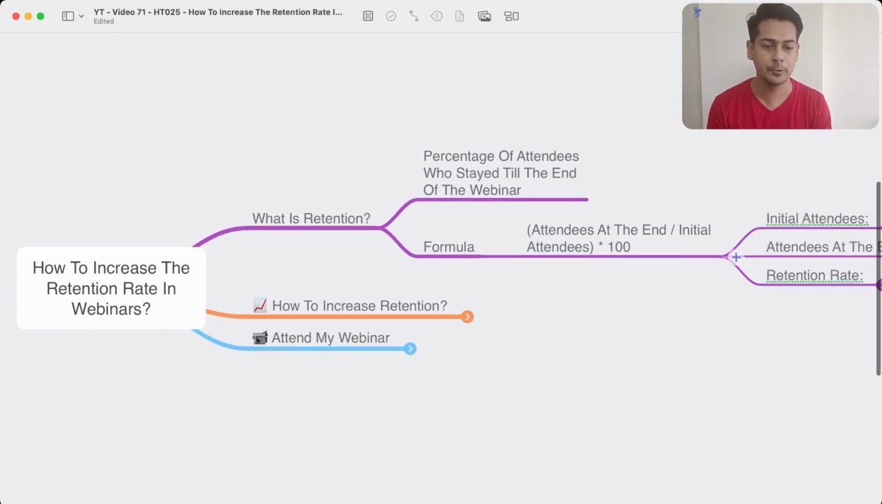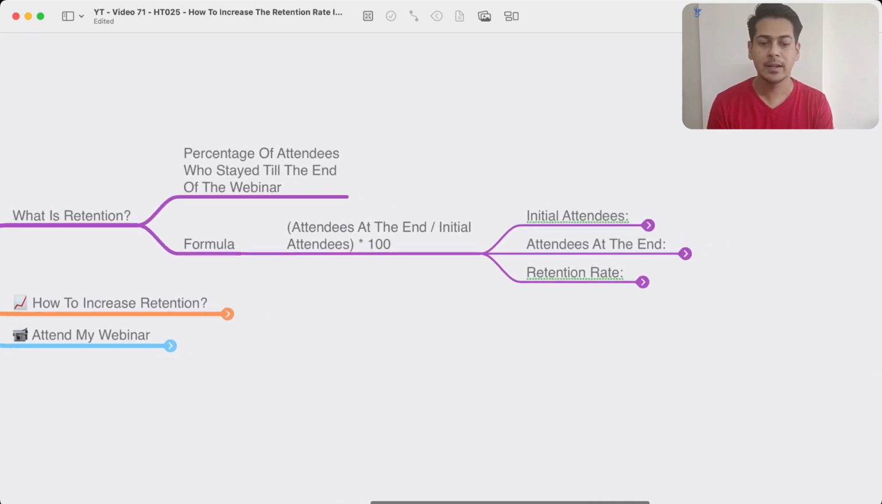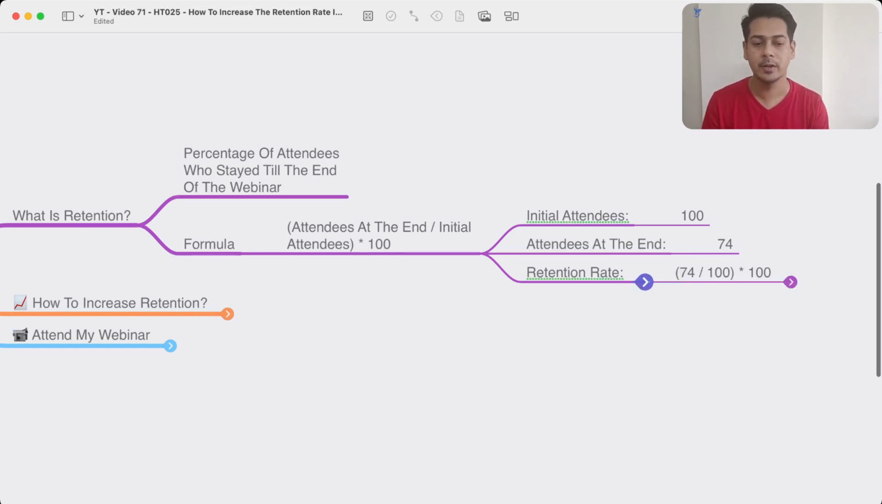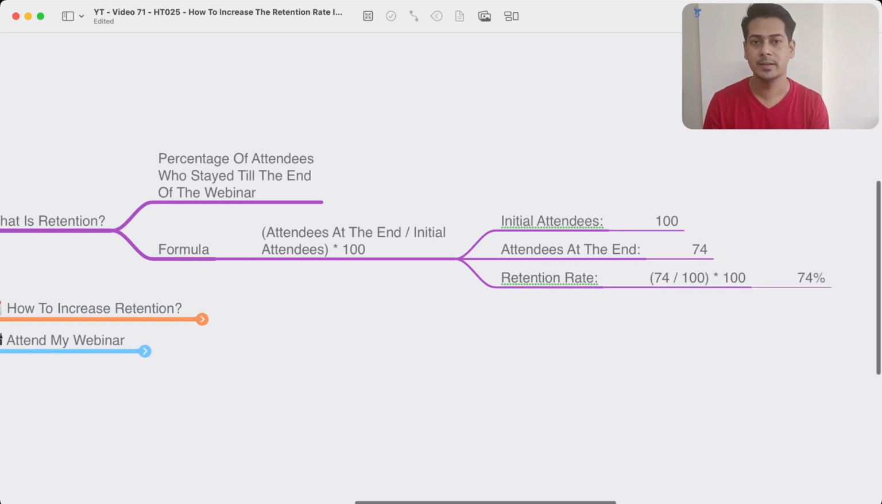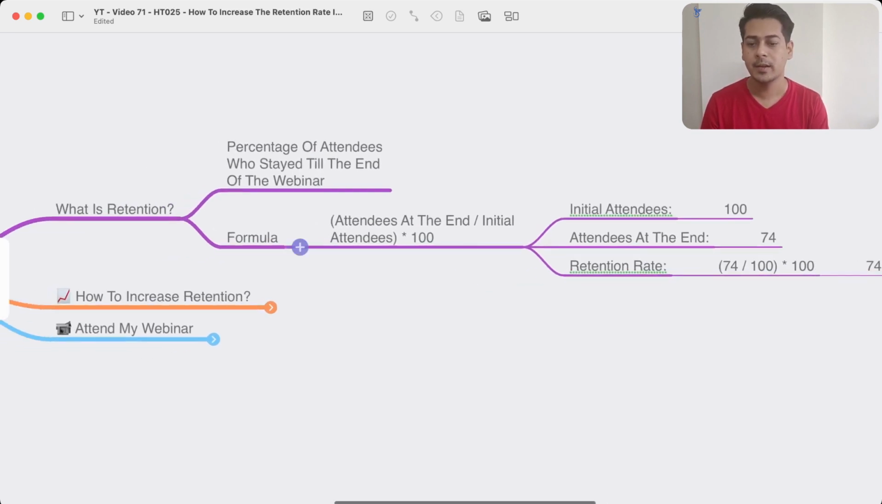That is the formula. So let's say attendees, when you begin the webinar, when you hit play or record, let's say there are 100 attendees, and when you end the webinar, let's say there are 74 attendees still on the call or the webinar, then your retention rate is 74 by 100 into 100, which is 74%. Okay, so this is the simple formula to calculate retention rate.